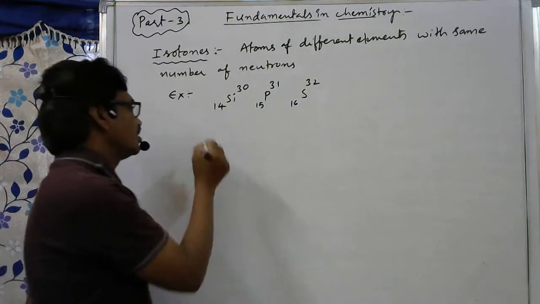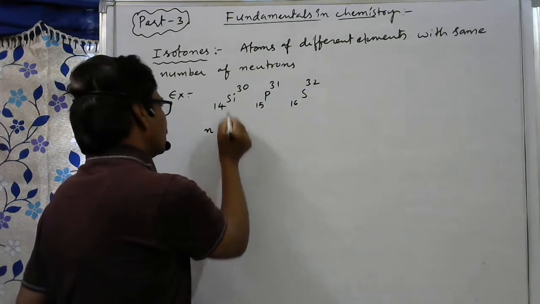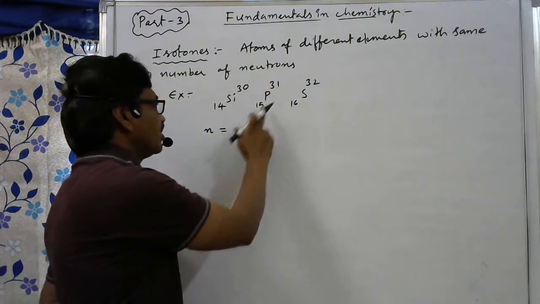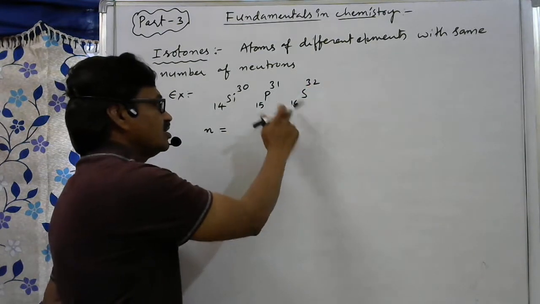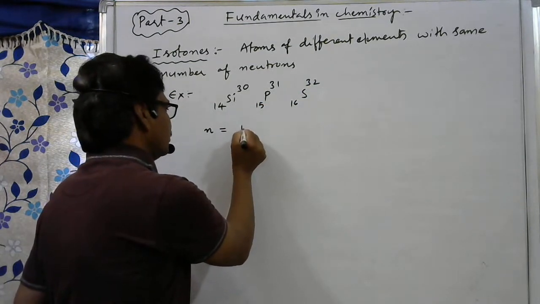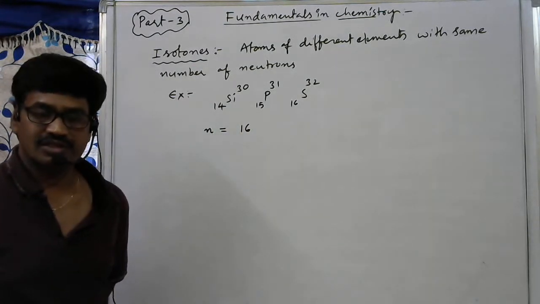In all these cases, the number of neutrons is 30 minus 14, or 31 minus 15, or 32 minus 16. So in all these cases, the number of neutrons is the same, that is 16. In total, 16 neutrons are present.